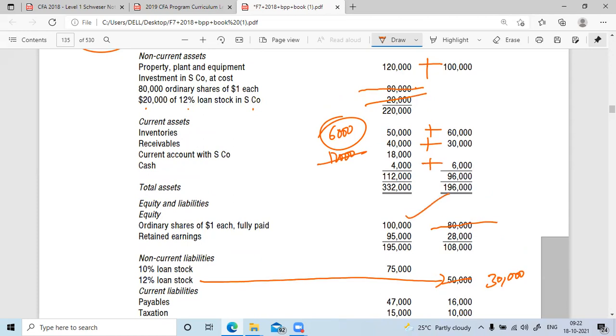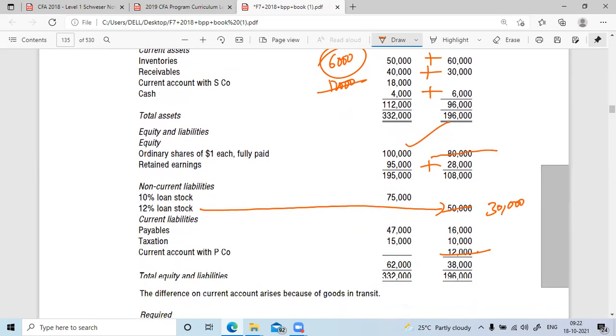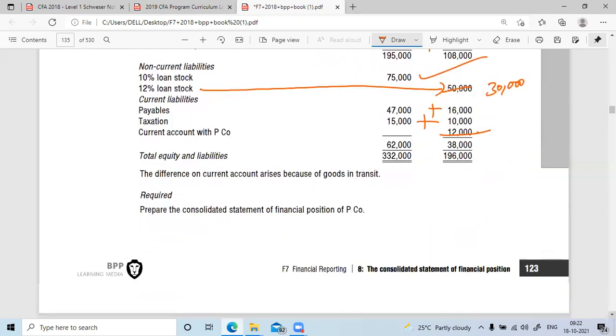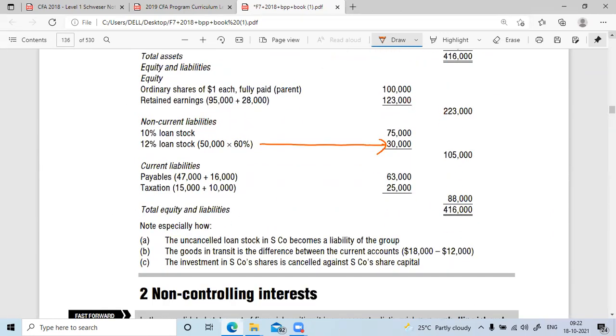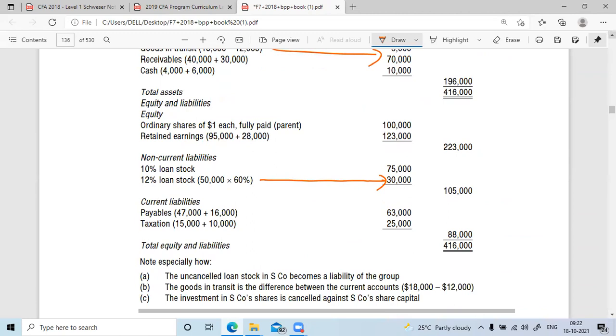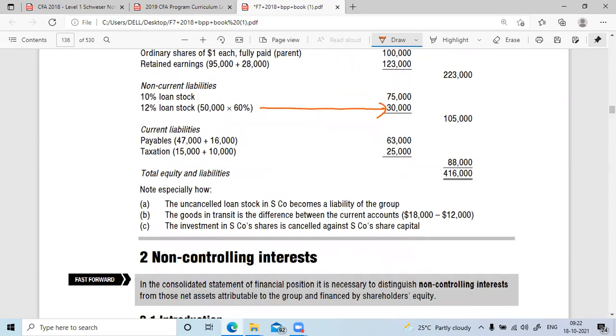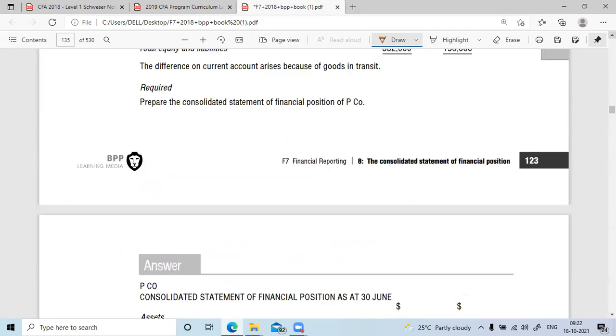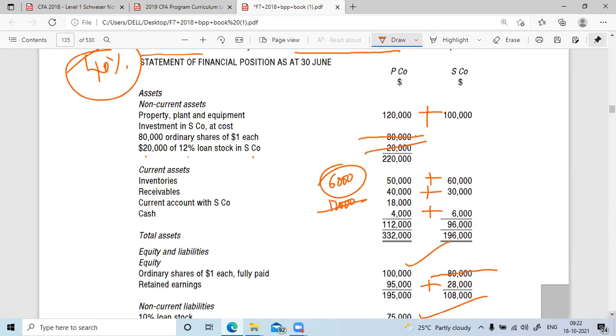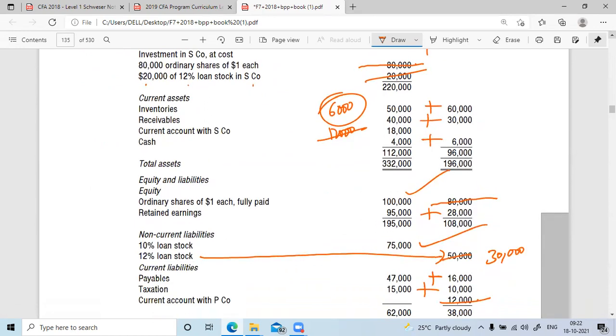This you should show, retained earnings add up. Loan stock, all right. Payables add up. Taxation add up. Done. This is the consolidation. Sir, goods in transit is what, sir? That is supposed to be received. It is on the way. Transit means on the way. Got it? Okay. Please do this. Do the consolidation.